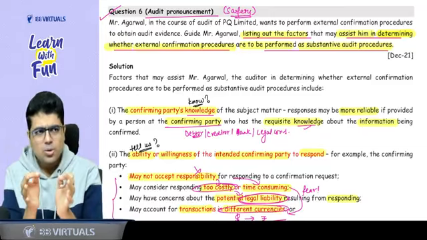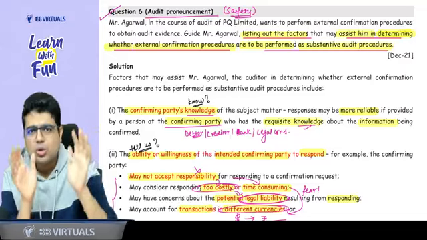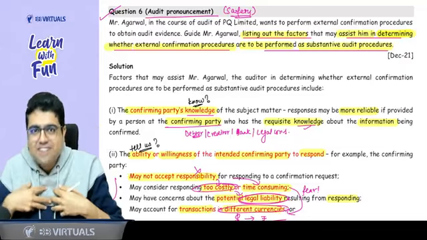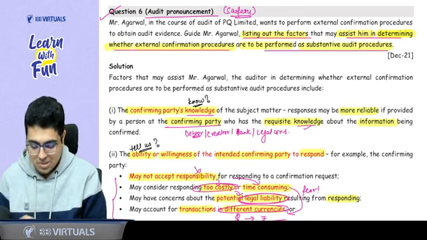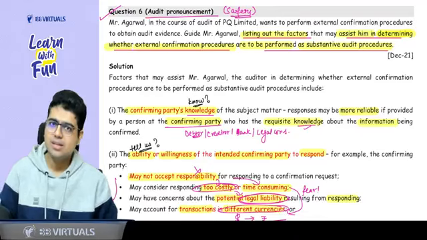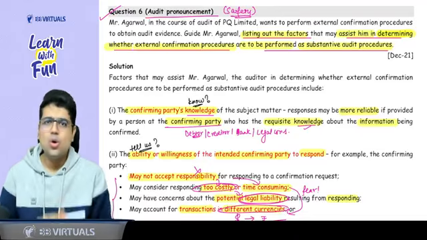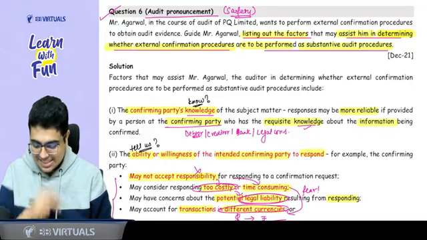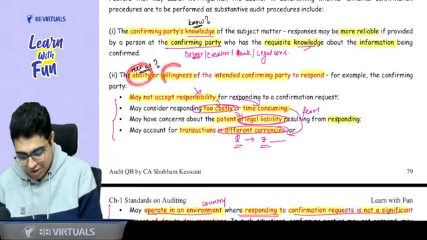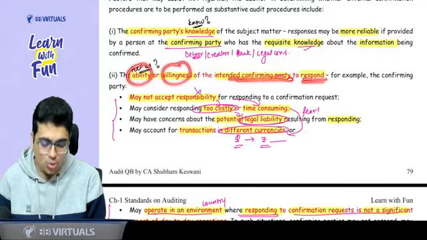First of all, you get to know whether the third party knows about it. Whatever information I need, whether the third party knows about it, that means confirming party's knowledge about the matter. Now, even if they know, will they tell us? Will they reply to us? That means the second point, ability or willingness of the third party to respond.